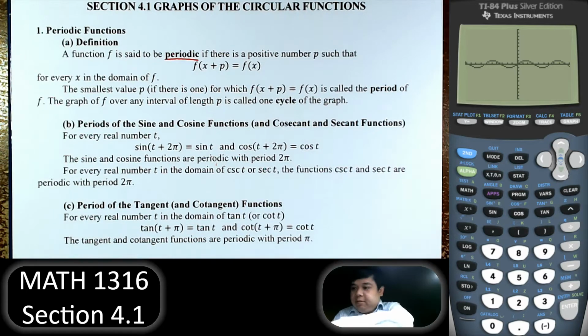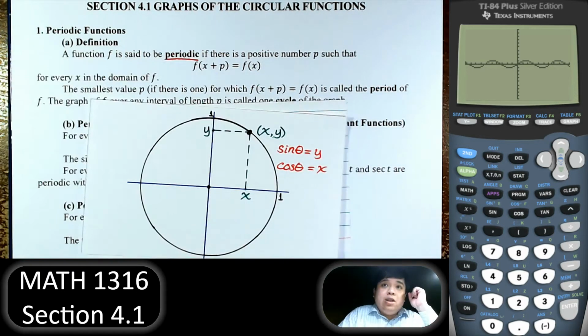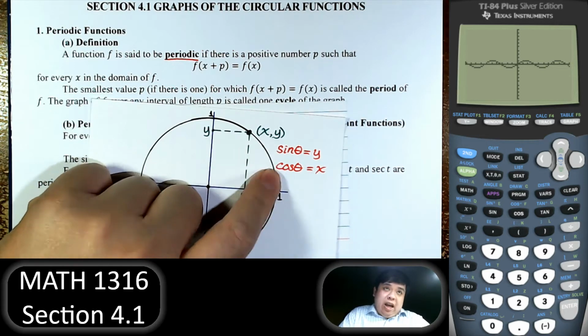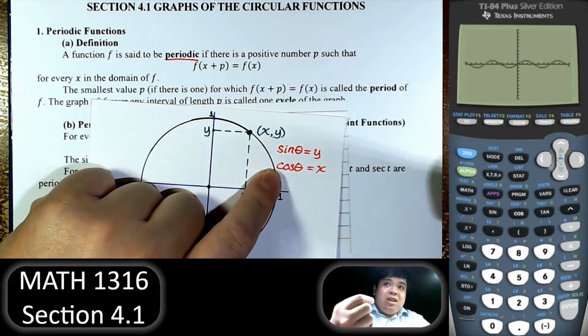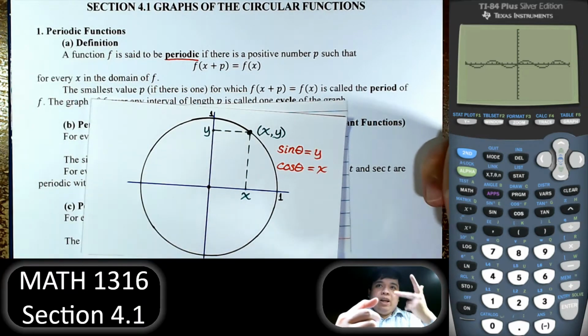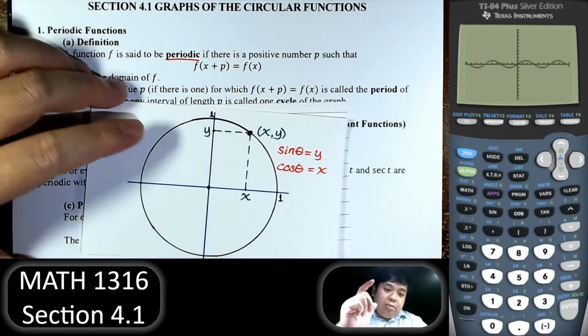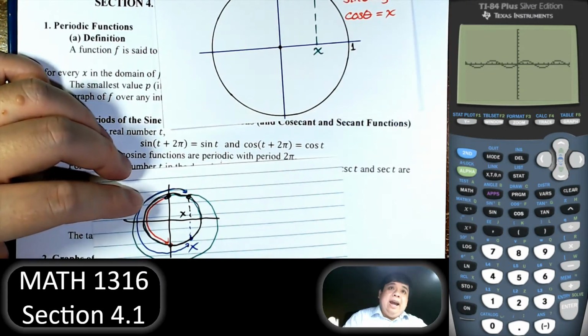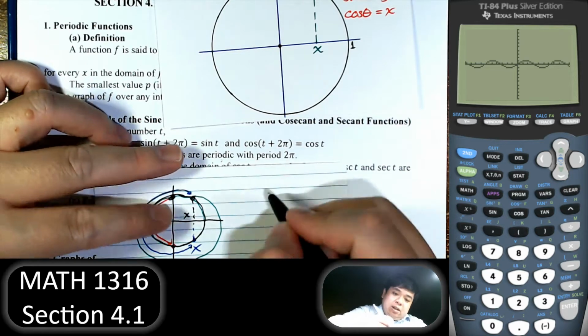Right. Now, so the period of sine and cosine is 2 pi on one revolution. Consequently, reciprocal of sine is cosecant and reciprocal of cosine is secant. So sine, cosine, cosecant, secant, those functions, the period is 2 pi. So how about tangent and cotangent?